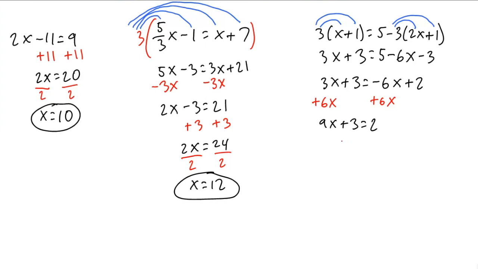Now it's a two-step equation again. Minus 3, minus 3. 9x equals negative 1. And then we divide both sides by 9. And we get x equals negative 1 divided by 9.